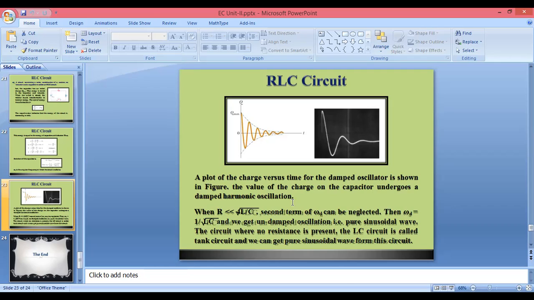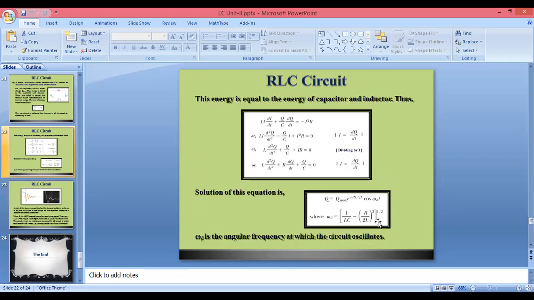So when the resistor value is less than square root of 4L by C, the second term of angular frequency can be neglected, and you will get omega equal to 1 by square root of LC. So here what we are saying, when we get the equation for charge, that equation is Q equal to Q max into e to the power minus RT upon 2L into cos of omega t, and this omega is the angular frequency.